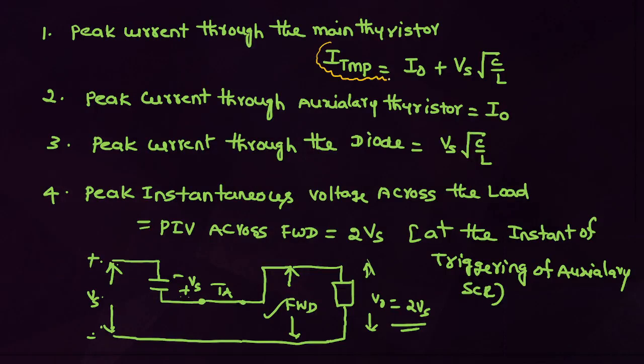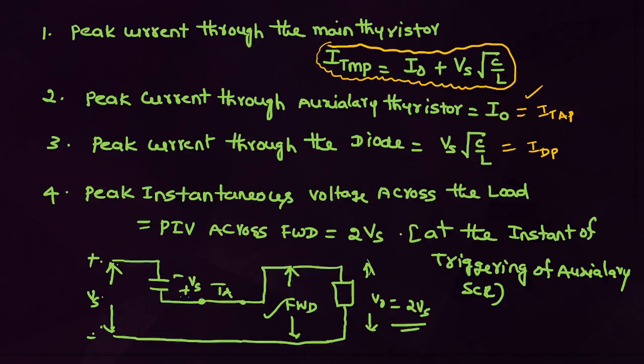What is the peak current through the main thyristor? I0 plus Vs into square root C by L. That is, the main thyristor carries both the load current and the capacitor current. What is the peak current through the auxiliary thyristor, students? The peak current through the auxiliary thyristor is equal to I0. What is the peak current through the diode? That is IDP equal to Vs into square root C by L.